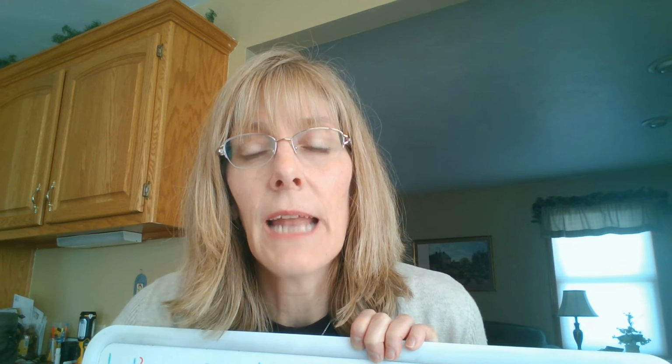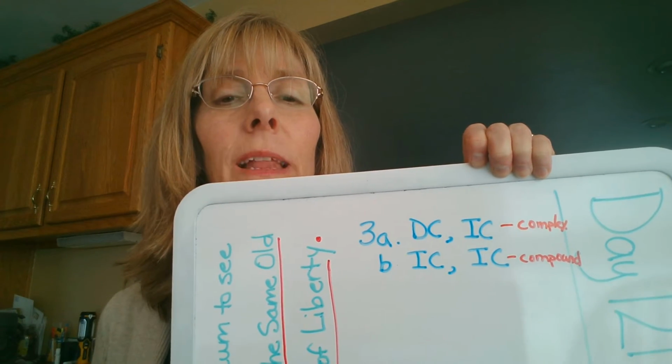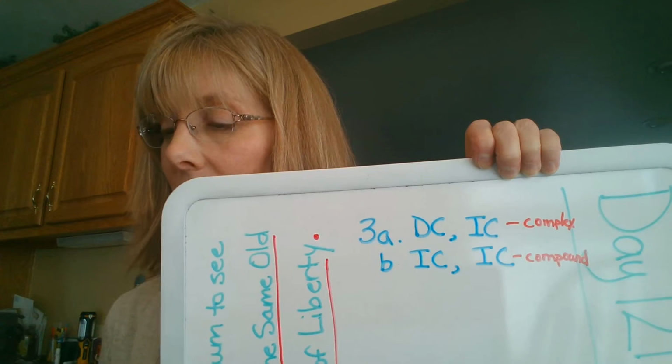Next we have, several neighbors arrived after the burglary and they were questioned. Several neighbors arrived after the burglary. That is an independent clause. It makes sense all by itself. So that would be an IC. And they were questioned. That is also a complete thought. That is also an IC, an independent clause. Who remembers what we call it when you have two independent clauses joined together in one sentence? It's called a compound sentence. So here's the answer for 3A, DC IC complex, and for B, IC IC compound.